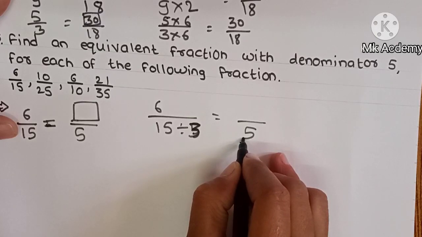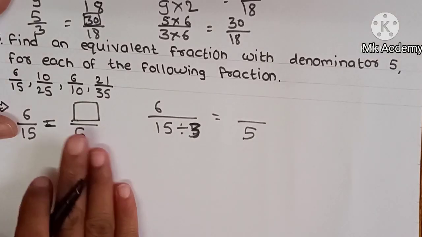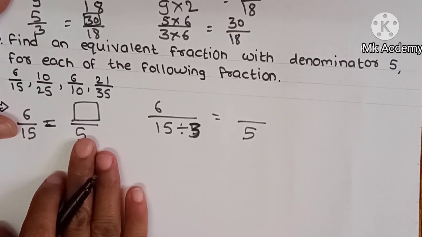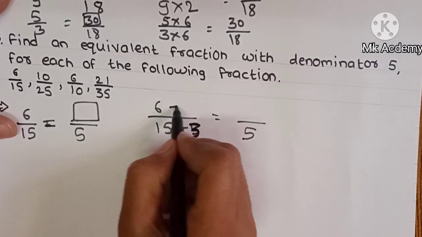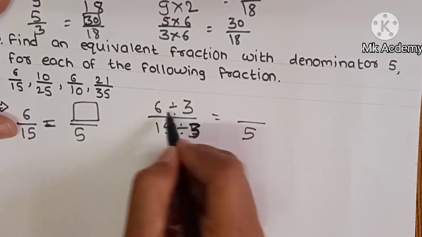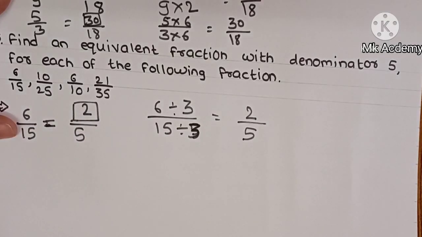15. Understood? In question number 2, we multiplied to get the equivalent fraction. Now in this question we divide. We learn 2 methods of equivalent fractions, by dividing or by multiplying. Now in this question we have to divide to get the equivalent fraction. 3 fives are 15. Now here the numerator is also divided by 3. 3 twos are 6, means our answer here is 2.